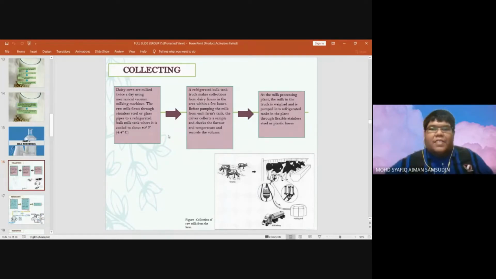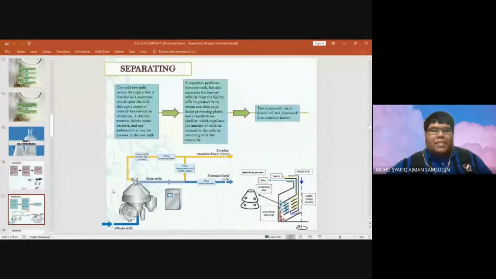And then the milk undergoes the first inspection stage, where the milk is inspected for its flavor, temperature, and volume. After it passes the first stage, the milk is sent to the factory where the separating stage takes place. There are two separating stages.